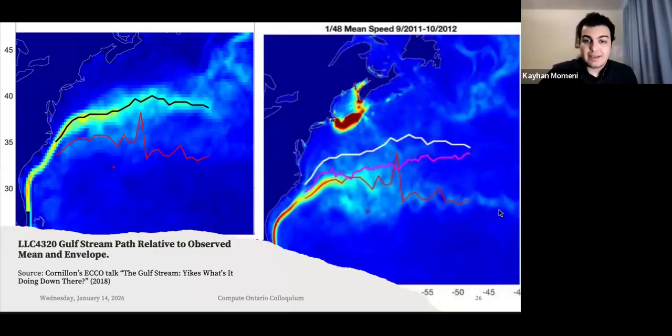However, virtually every single study shows that in LLC 4320, the Gulf Stream is displaced too far south compared to observations. In fact, these two figures come from a presentation titled "The Gulf Stream, Yikes, What It's Doing Down There." It's a humorous title, but it captures a persistent bias in the model. Turns out this was caused by the poor bathymetry used in the model, which we have resolved now.